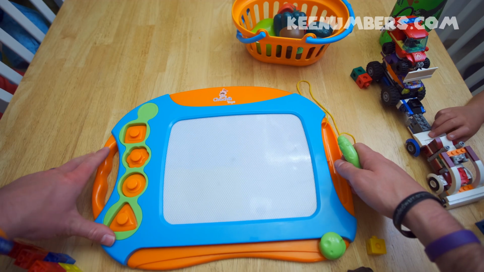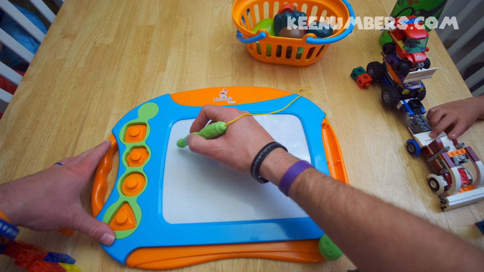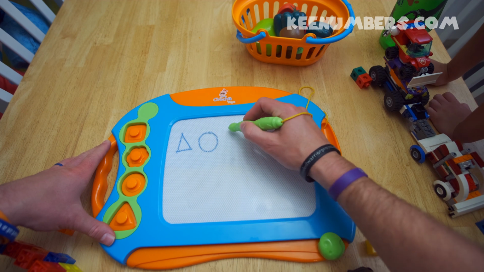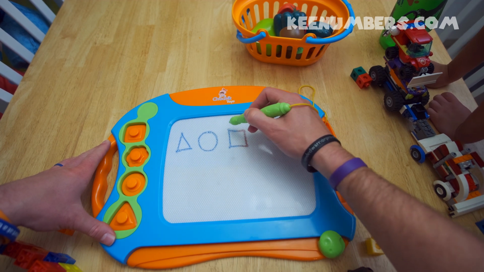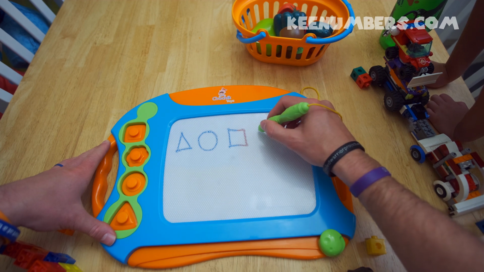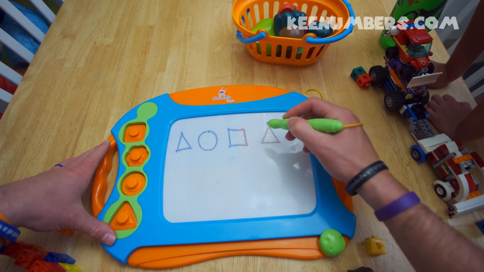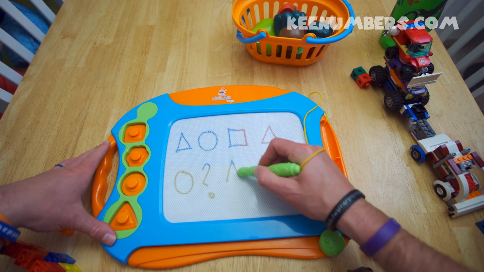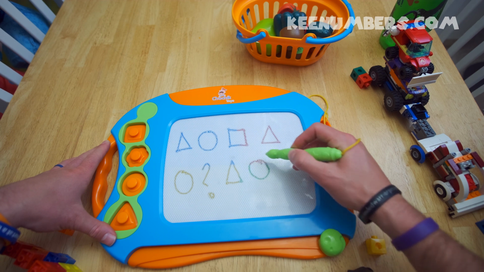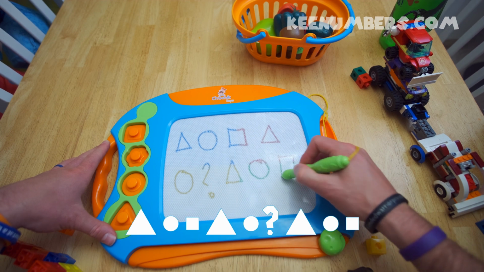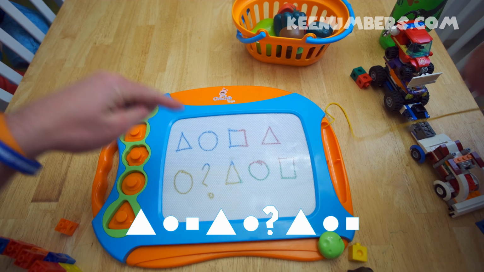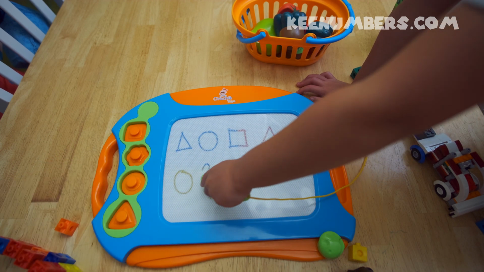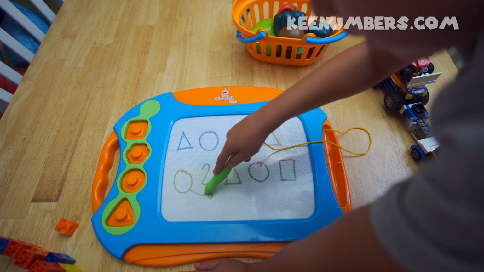What? A bonus? All right, here we go. Triangle, circle, square, triangle, circle, triangle, circle, square. Triangle, circle, square, triangle, circle, triangle, circle, square. What should go where the question mark is? Can you complete the sequence?